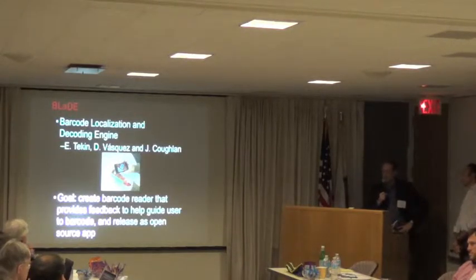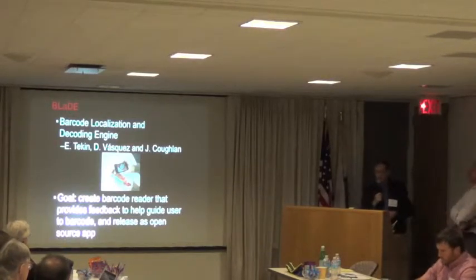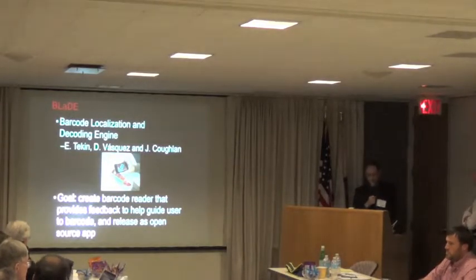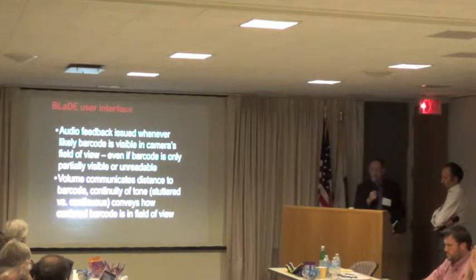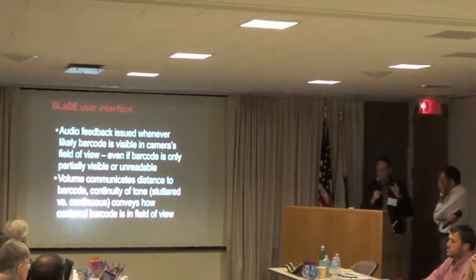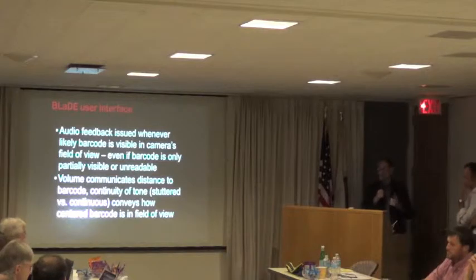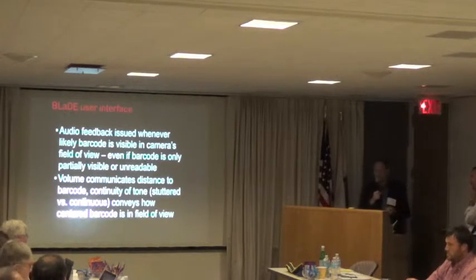This is joint work by Endo Taken, who's sitting in the back here, David Vasquez, whom you've already met, and me. We wanted to make a barcode reader that provided feedback to help guide the user to the barcode, and also to release this reader as an open source app. Very quickly, we devised a user interface. The app is quiet if it doesn't think it sees a barcode. If it thinks there's a barcode visible in the camera's field of view, it makes a sound. This will happen even if the barcode is only partially visible, or perhaps visible but not readable.